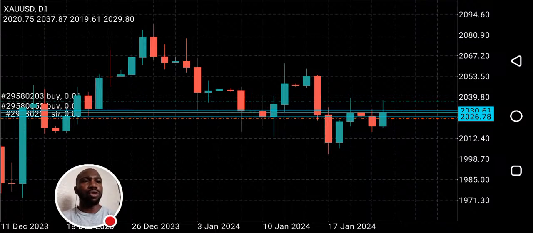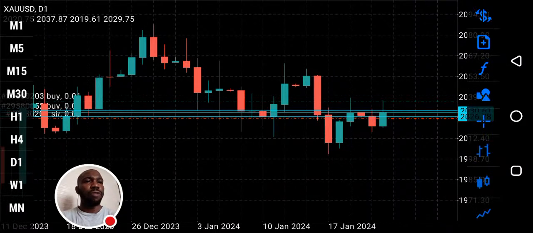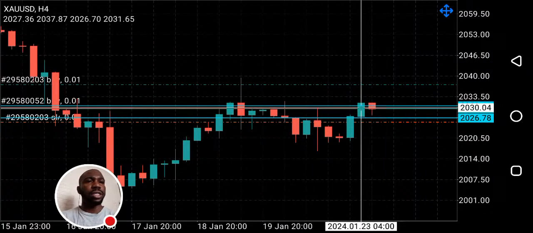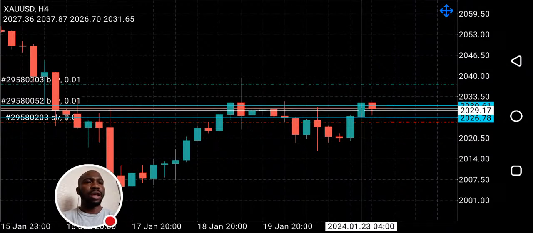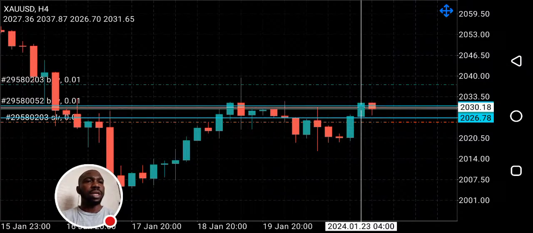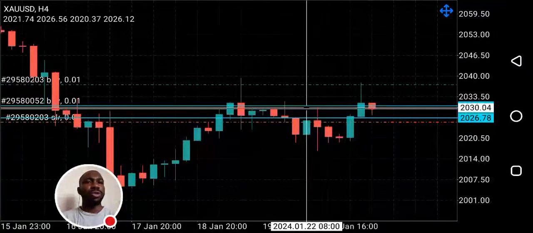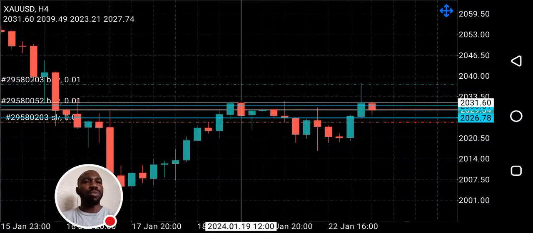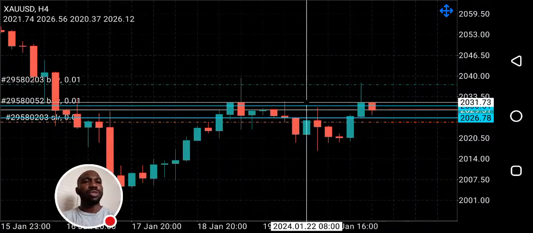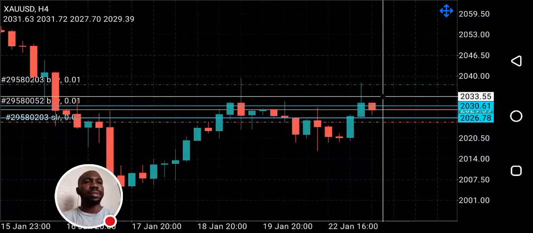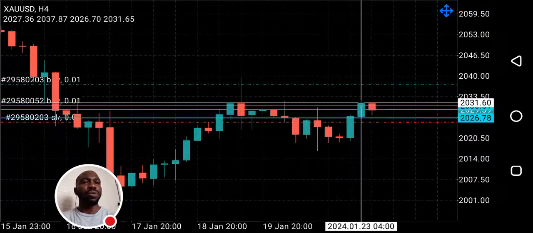For those who have not entered buy on gold, let's go to 1 hour and see if a candle has closed, or let's go to 4 hour. So you can see the previous 4 hour candle has closed above that resistance level. Now, most retail traders will see this level as a double top, right? And what would they do? They would want to sell.